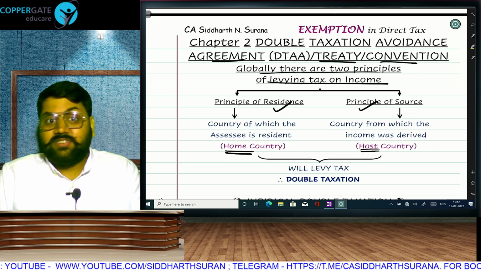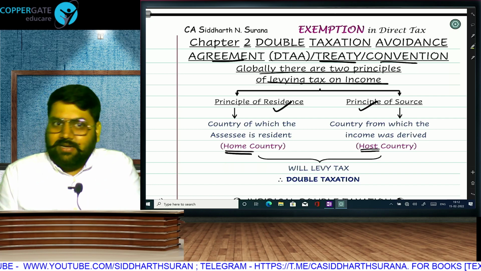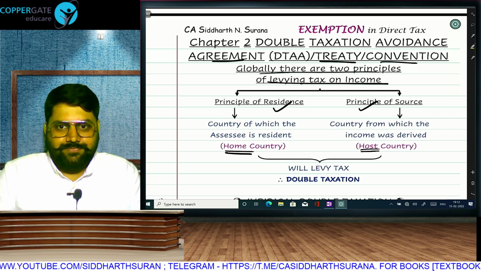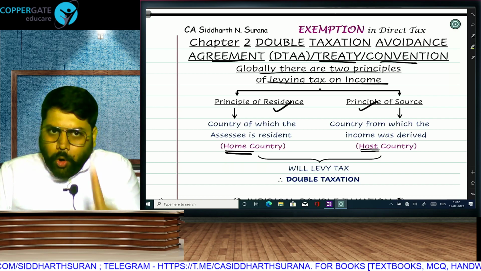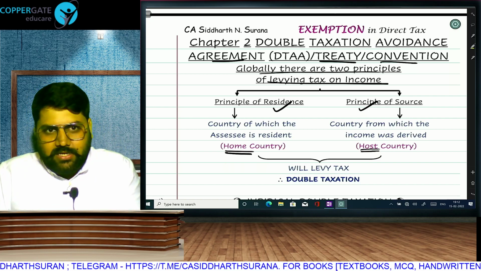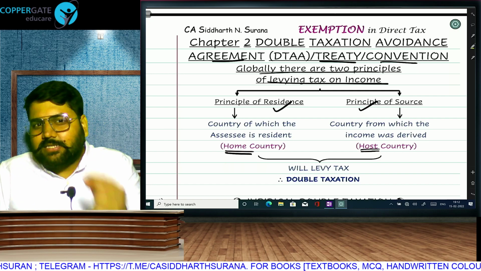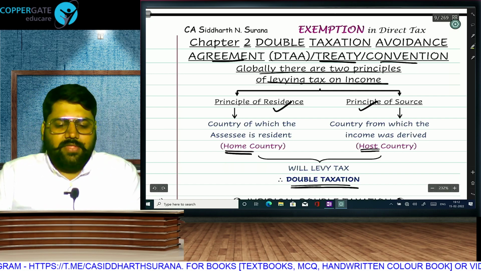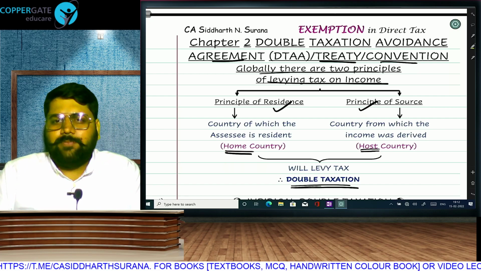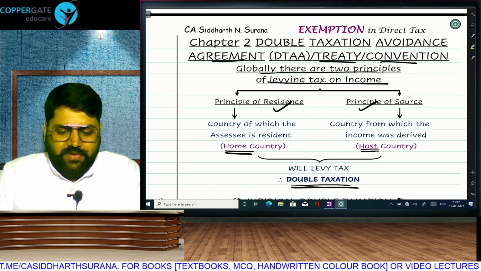Thus, when a resident of one country has income in another country, the home country will apply the principle of residence, the host country will apply the principle of source, and thus the assessee will be made to pay double tax. That is the double taxation that we are talking about. Principle of residence, principle of source, very, very important.